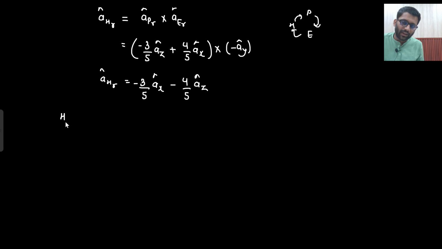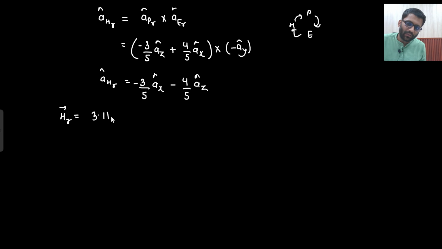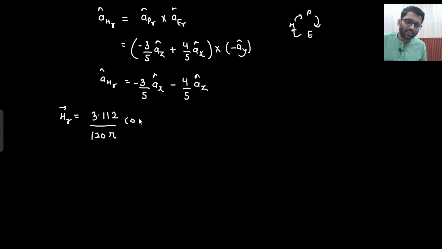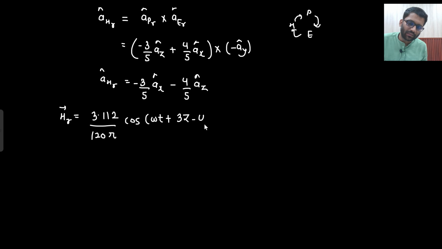If I need to write the HR vector now, how will I write it? Reflected electric field, 3.112 divided by 120 pi, because eta of medium 1 is 120 pi only. This cos omega t plus 3z minus 4x will not change. But here this is my direction: minus 3 by 5 AX cap minus 4 by 5 AZ cap.